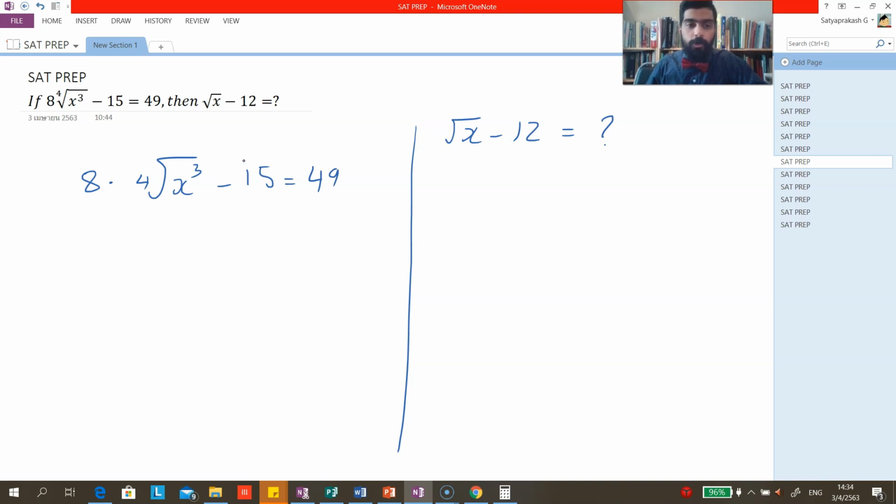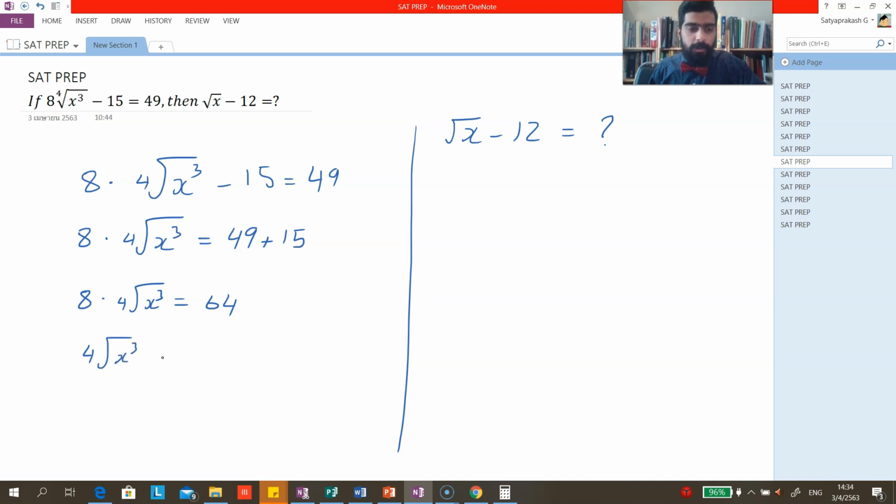So first, we are going to transpose this negative 15 to the other side. So we would have 8 multiplied by 4th root of x to the power of 3 is equal to 49 plus 15, right guys? And we have 8 multiplied by 4th root of x to the power of 3 is equal to 64. Now what we're going to do is we're going to transpose this 8 to the other side. So we have 4th root of x to the power of 3 is equal to 64 over 8.